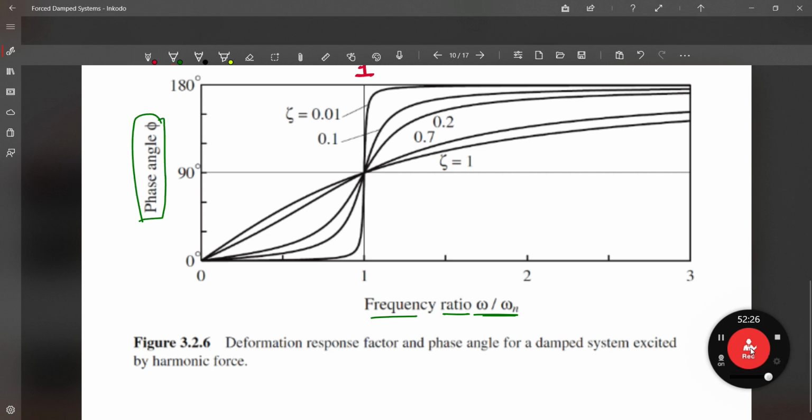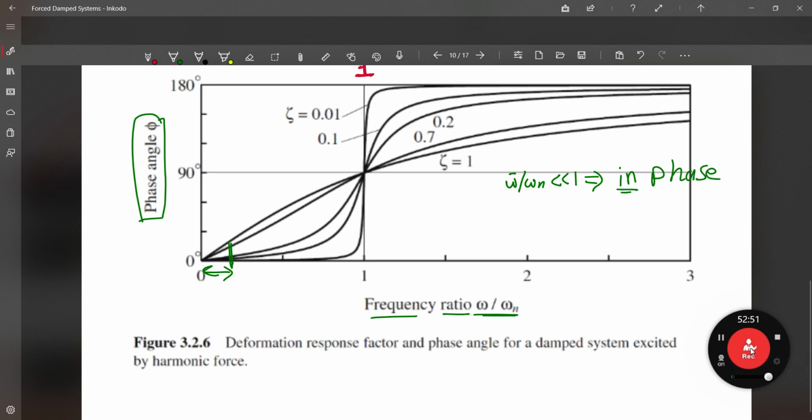that if we are talking about omega bar over omega n being very small, smaller than 1, it means we are here, in this range. What you can see here, the phase angle is going to be almost 0. This means that we are in phase. Again, what is the meaning of in phase?